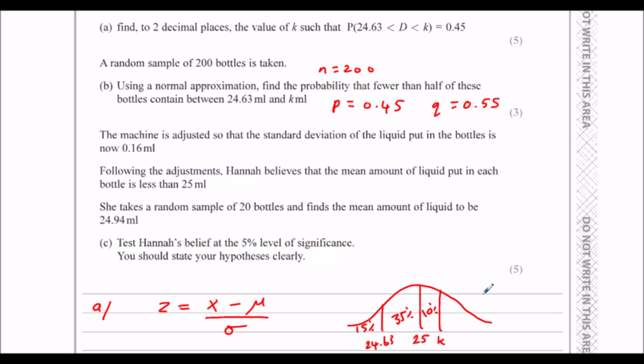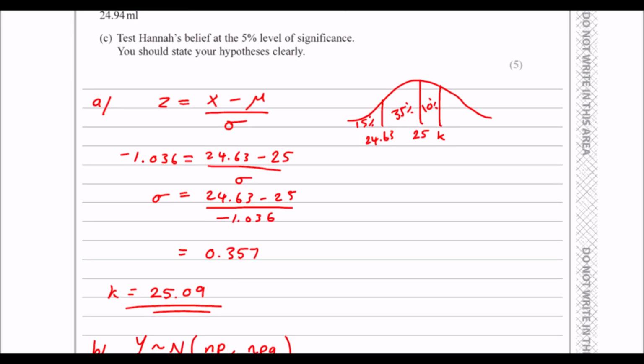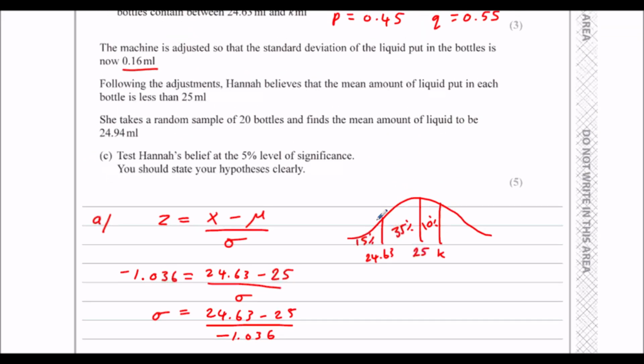The machine is now adjusted, so the standard deviation of liquid put in the bottles is now 0.16. Okay, so it's decreased. Following these adjustments, Hannah believes the mean amount of liquid put in each bottle is now less than 25 milliliters. She takes a random sample of 20 bottles and finds the mean amount of liquid to be 24.94. Test Hannah's belief at the 5% level of significance. You should state your hypotheses clearly.